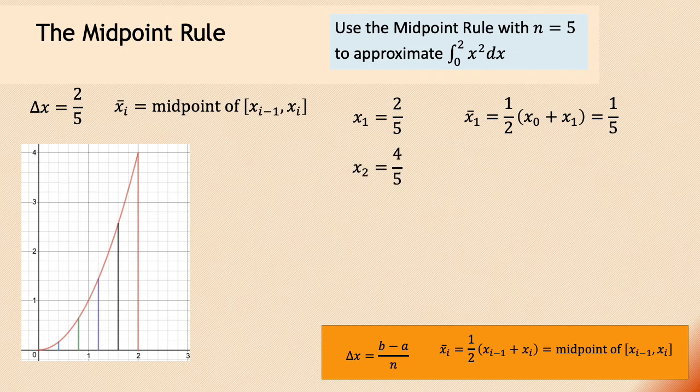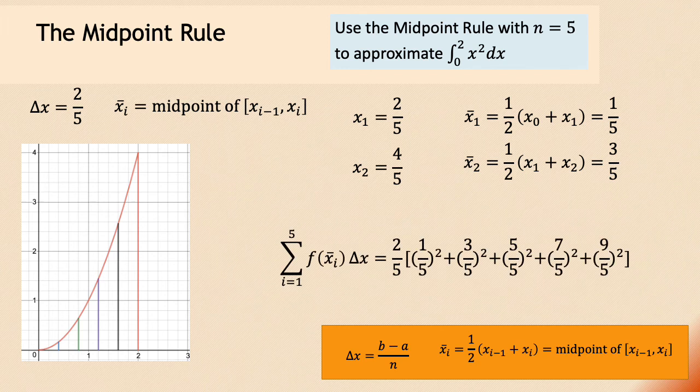If we keep on going, we have x sub 2 is equal to 4/5, and x bar sub 2, so the midpoint between x1 and x2, is 3/5. And that's just from using the formula.